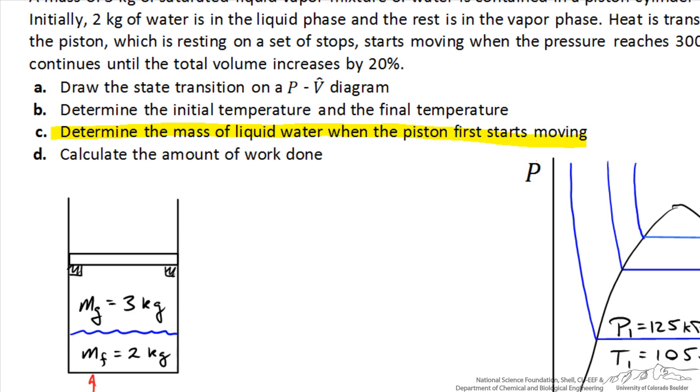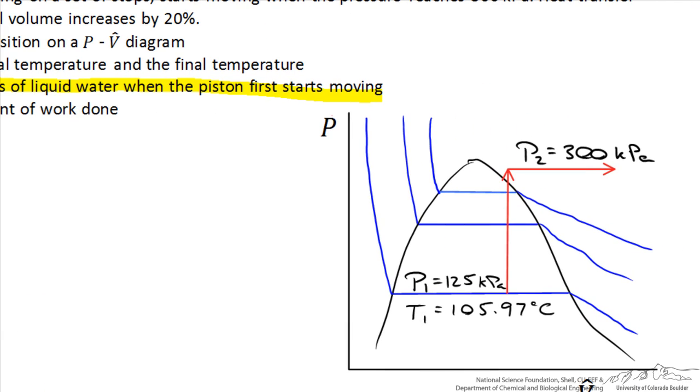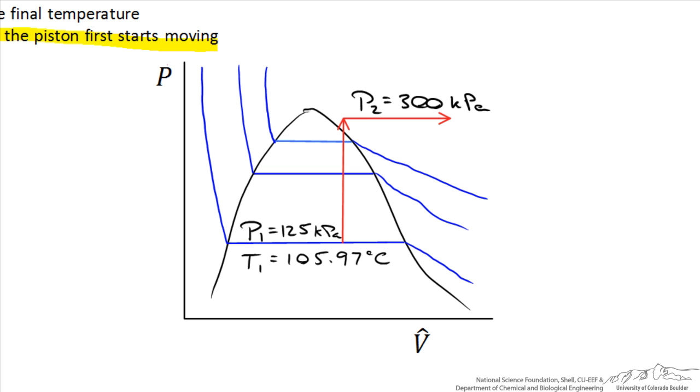first starts moving. So the way I've drawn this PV diagram, the temperature rose, and it rose until it was outside the two-phase region. So this diagram would suggest that all of the water had boiled off before the piston started moving upward. So we'll try to confirm that. And one way we can do so is we know the pressure. Let's figure out what the specific volume of the vapor would be in this case.